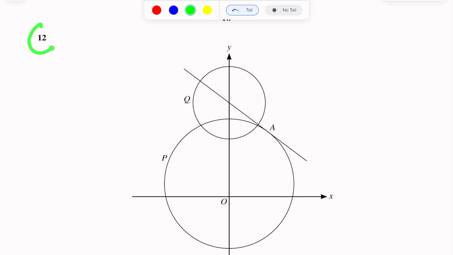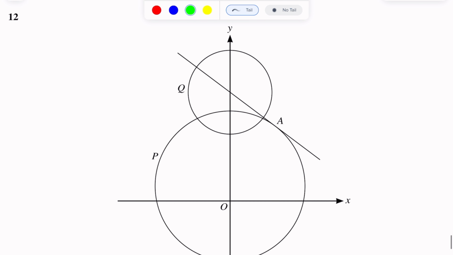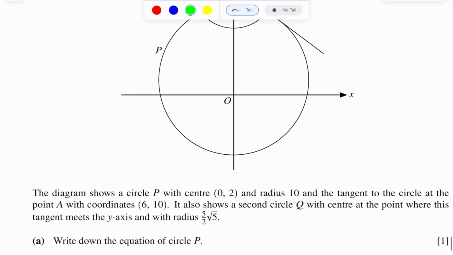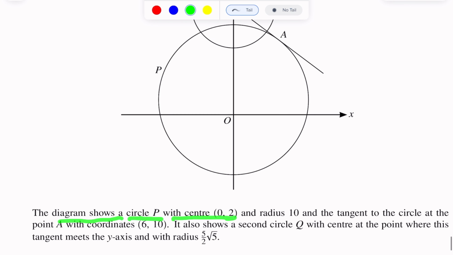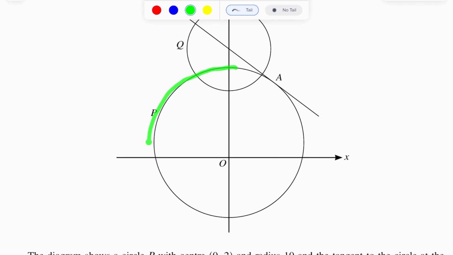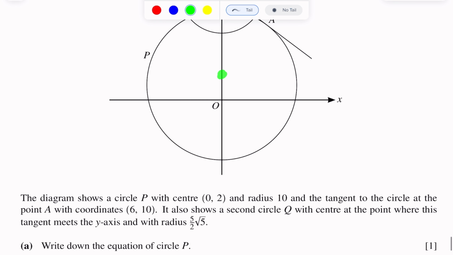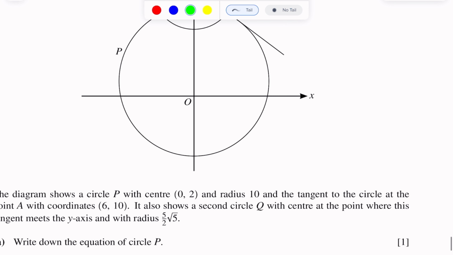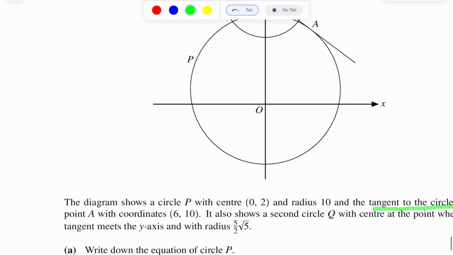Question number 12. This question is from circles. The diagram shows a circle P with center 0, 2. This is circle P. This will be the center of the circle and radius 10. Center of the circle P is 0, 2 and radius 10, and the tangent to the circle at point A with coordinate 6, 10.